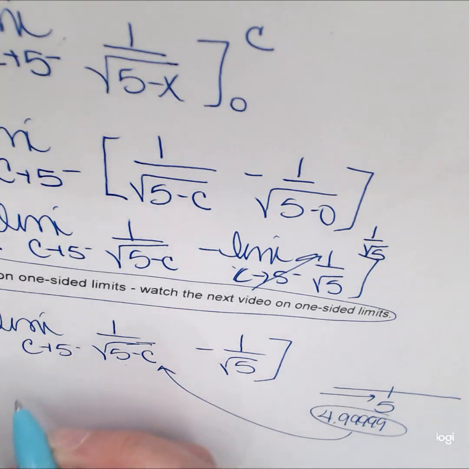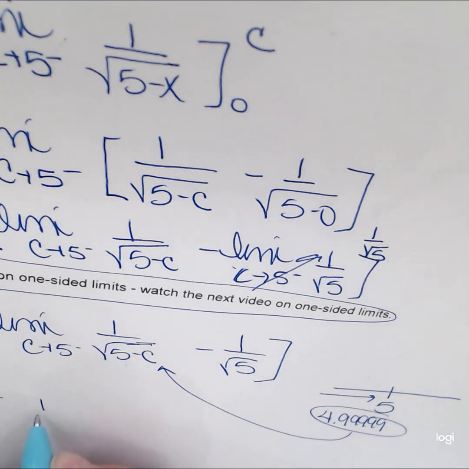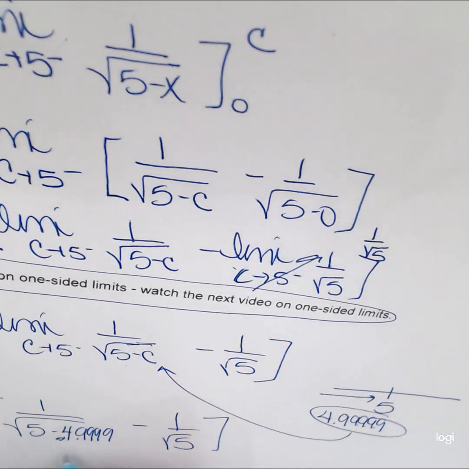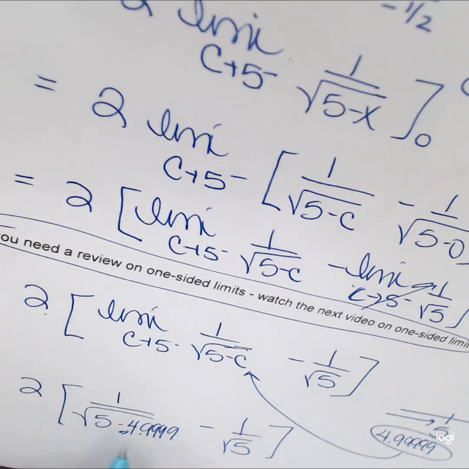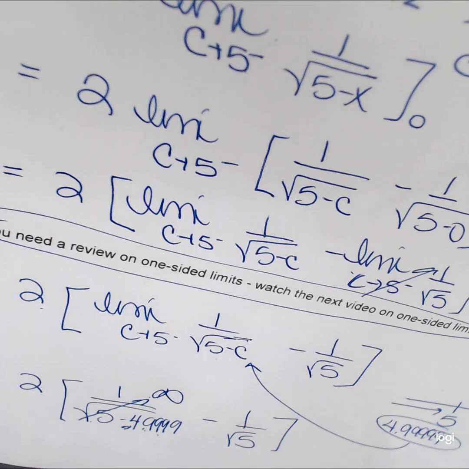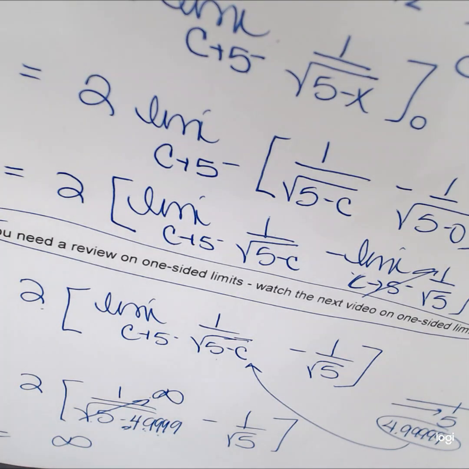So I get 2. Now I'm evaluating the limit by putting that in. So I'm going to have 1 over the square root of 5 minus 4.9999, minus 1 over the square root of 5. And let's see what happens to this. This number basically gets very, very close to 0. It's a super, super tiny number. And when we take any number and divide it by a super, super tiny number, that number goes to infinity. And 2 times infinity minus a number is going to give us infinity. Therefore, this particular integral diverges to infinity.